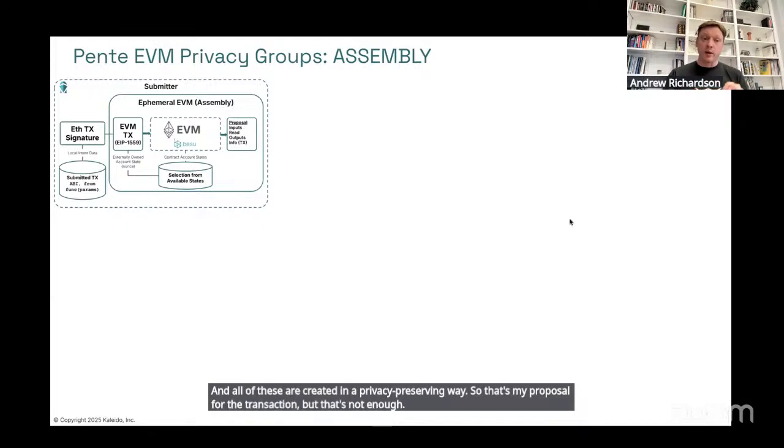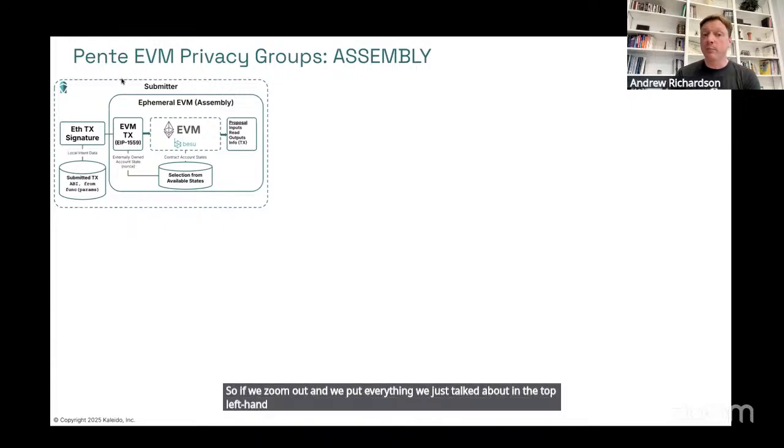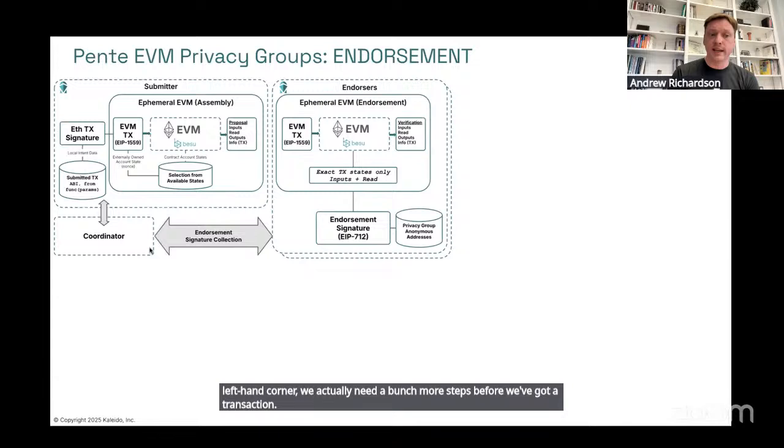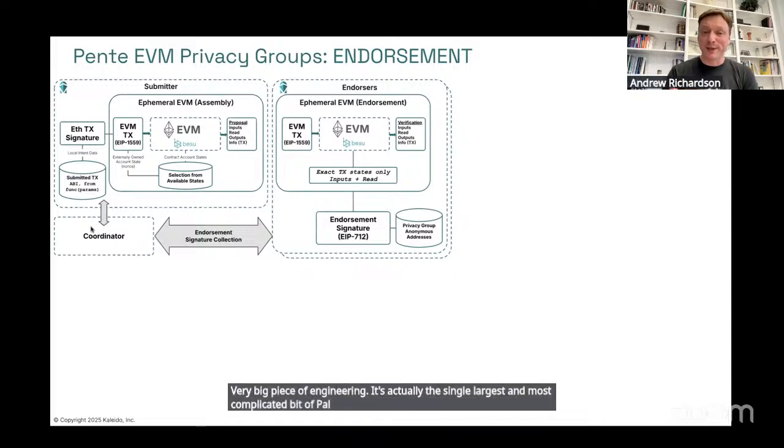So if we zoom out and we put everything we just talked about in the top left-hand corner, we actually need a bunch more steps before we've got a transaction. The next step we need is this thing called a coordinator. Very big piece of engineering. It's actually the single largest and most complicated bit of Paladin. We're not going to talk about it at all. And it is going to orchestrate everybody who's in that privacy group having the chance to verify that transaction.